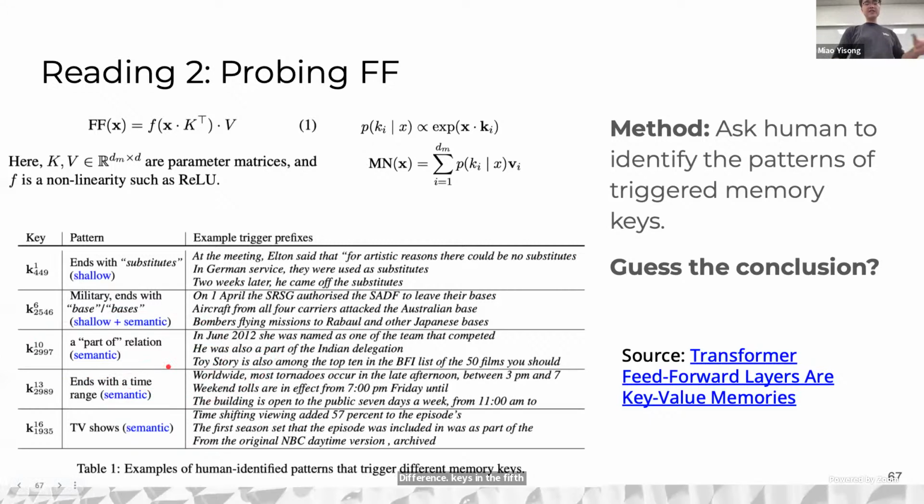And they ask humans to verify whether the same keys are serving the same functions, and they do observe findings similar to the previous paper. In the lower layers of the feed-forward nets, it tends to predict some shallow features, like words that end with substitutes or end with something. But in the higher layers of the feed-forward, like in the final layer 16, I guess it captures something related to TV shows. Okay, and I recommend these two papers too.